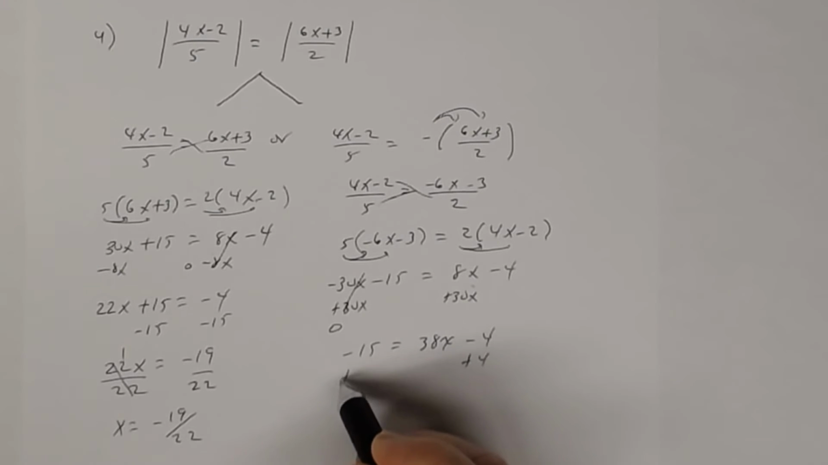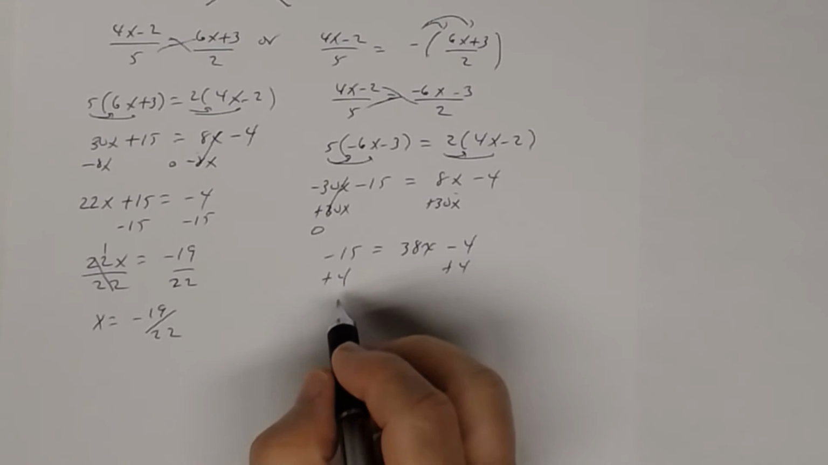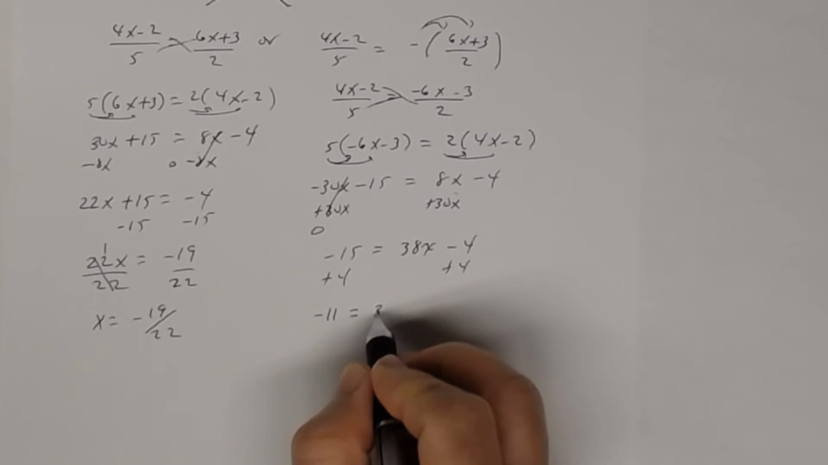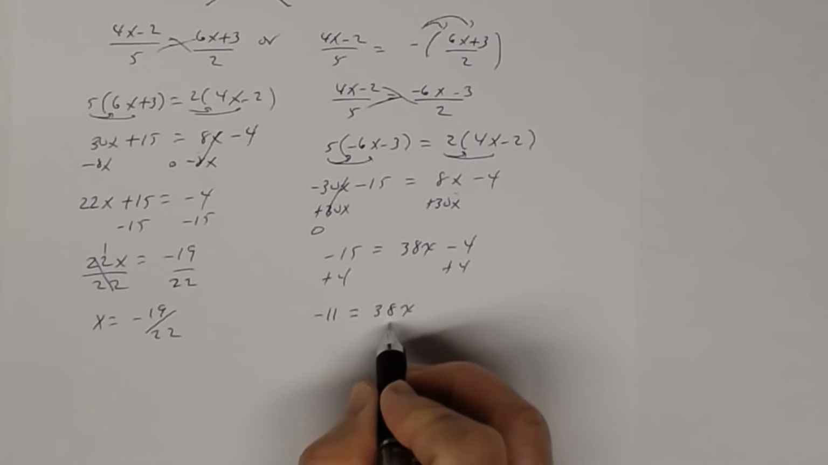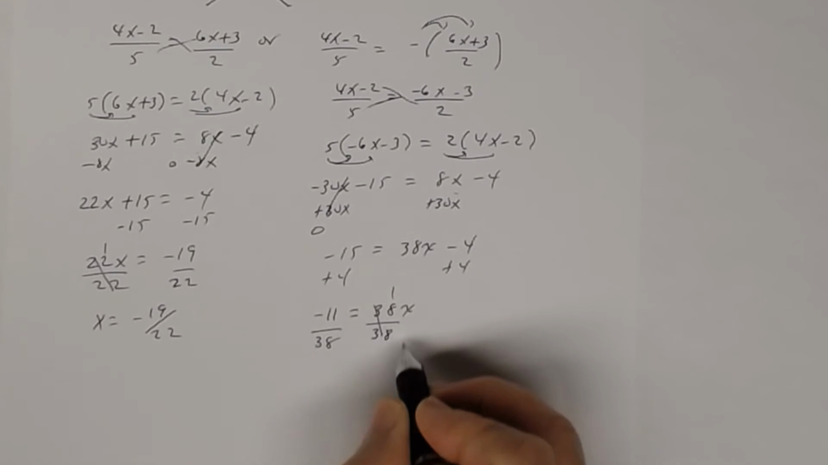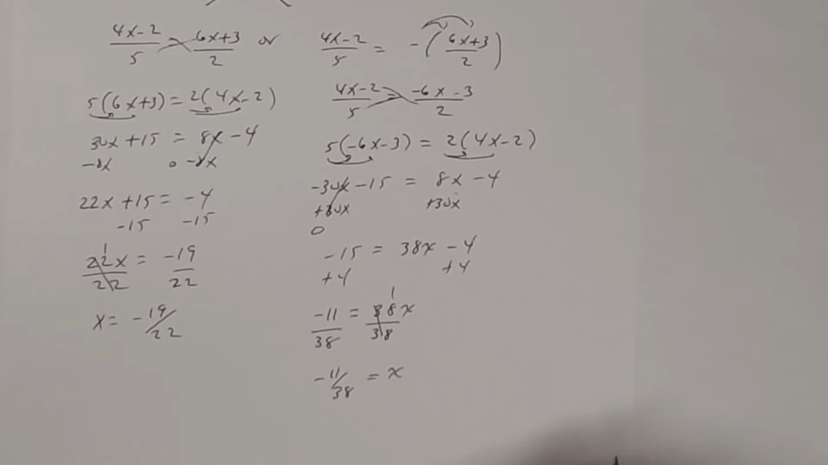Adding 4 to both sides. Negative 15 and 4 is a negative 11 equals 38x. To get x by itself, I'm going to divide both sides by 38. And so my other solution is negative 11 divided by 38.